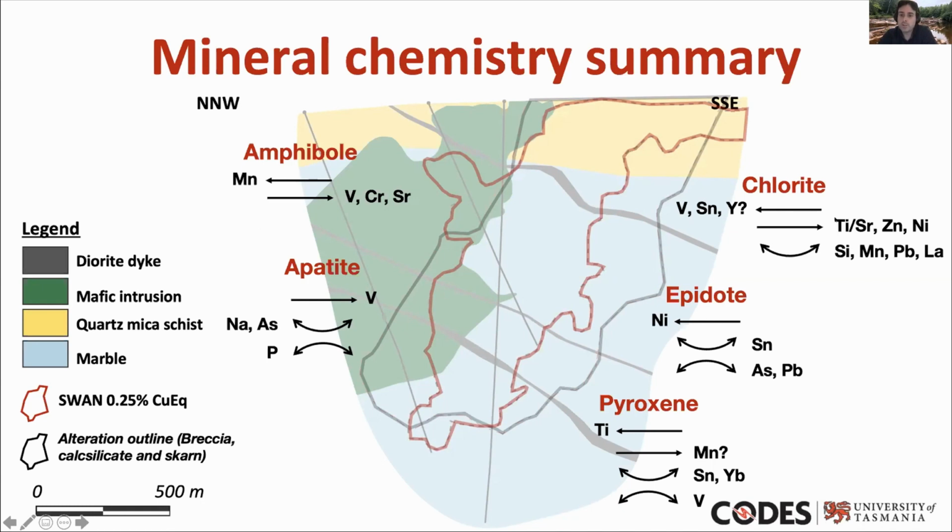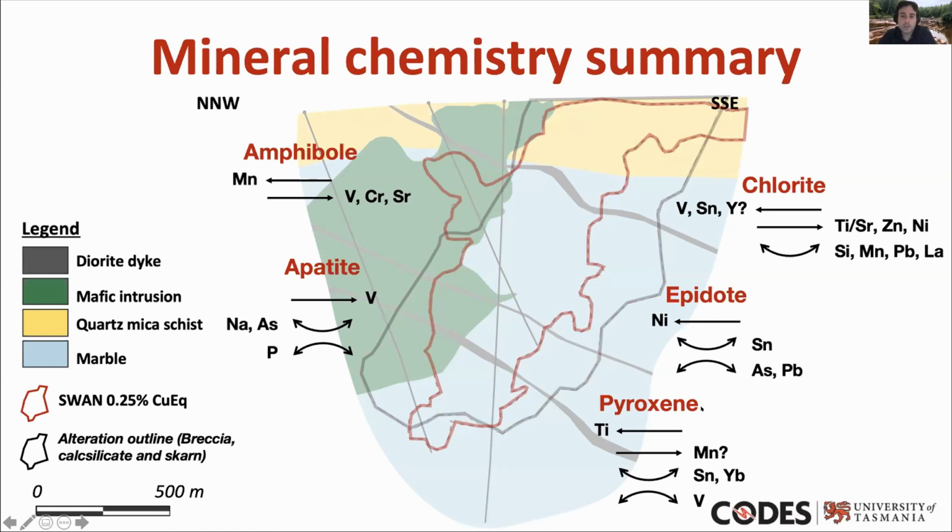And there's a decreasing of titanium-strontium ratios, which has been used in porphyry deposits to look at distance to heat centers, zinc and nickel as well. There's a decreasing relationship between silica, manganese, lead, and lanthanum. So just a halo here that's decreasing. In terms of epidote, there's definitely an increase in nickel when you're going closer to the deposit. There's a depletion halo for the tin and an enrichment halo for the arsenic and the lead.